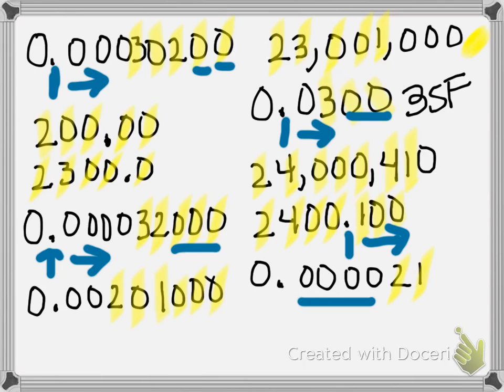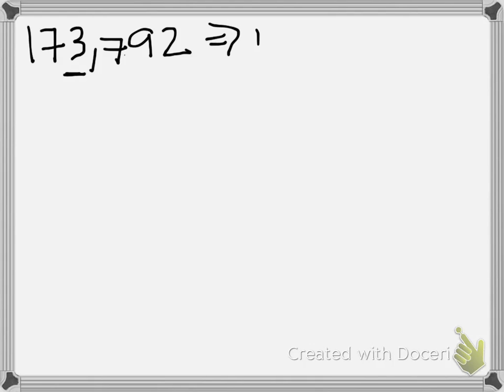In terms of rounding numbers, we're not doing anything different when it comes to rounding numbers. You just need to round to the correct number of significant figures. So number 5 asks you to round so that you end up with 3 significant figures every time. So letter A is 173,792. You want to round so that you have 3 significant figures, which would be here. And because this is a 7, this becomes 174,000.